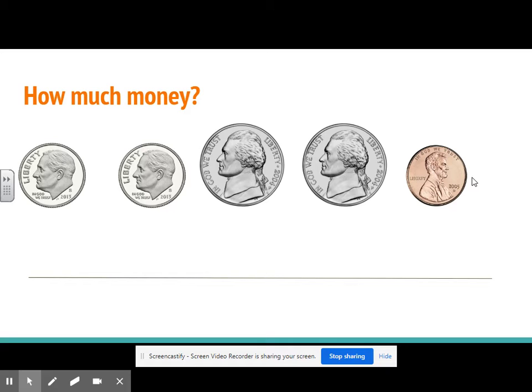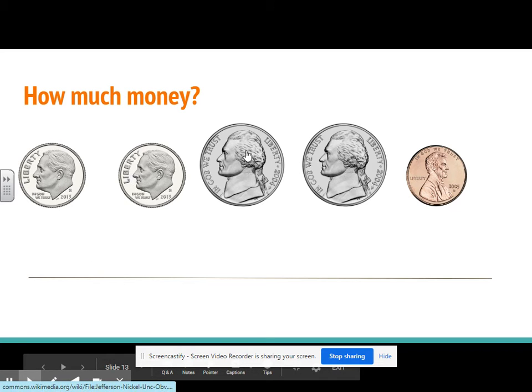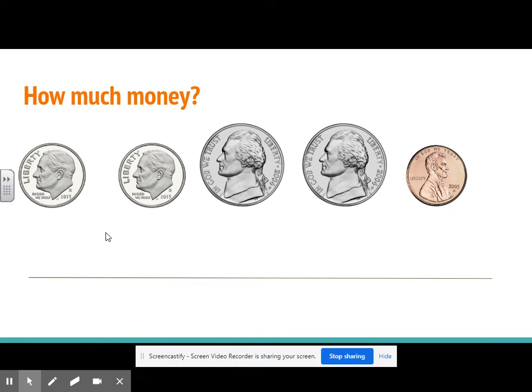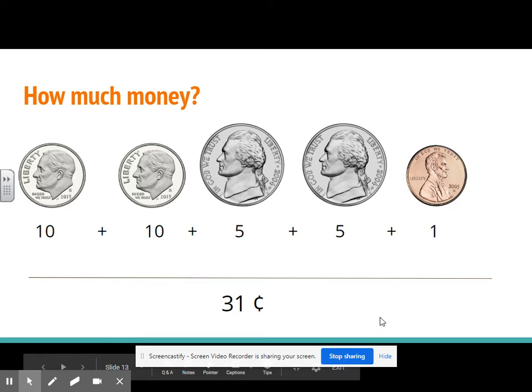So this time when we write our equation, we need to think about the value of this coin, the value of this coin, and this one. We know that a dime is worth 10 cents, a nickel is worth 5 cents, and a penny is worth 1 cent. So our equation this time will look a little more like this. 10 plus 10 plus 5 plus 5 plus 1. We've got to add all that together. Well, I know that 5 and 5 make 10. So when I count this, I would say 10, 20, 30, 31. This is 31 cents, okay?